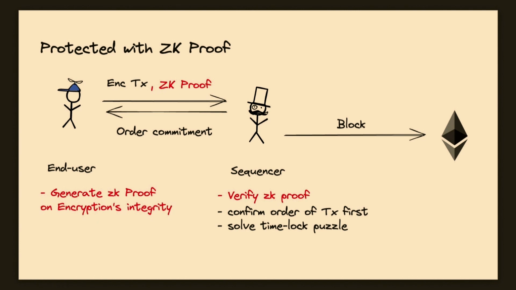So when an end user creates the transaction, it also needs to generate this ZK proof to prove that this whole encryption process is done correctly. So which guarantees on the sequencer side that this encrypted transaction is valid. So that's the protection for the sequencer side as well.